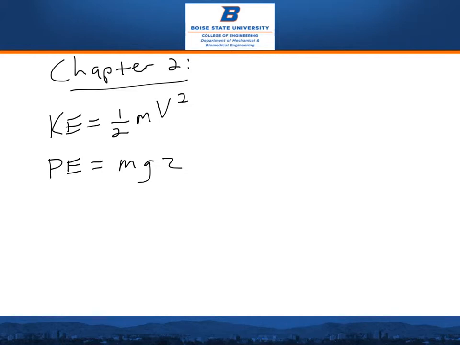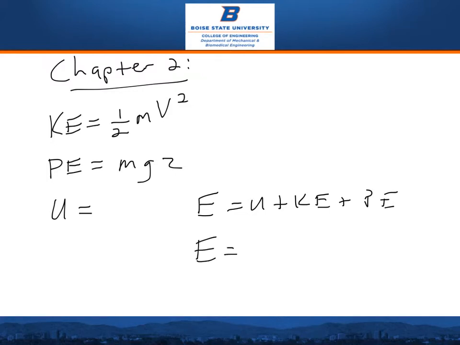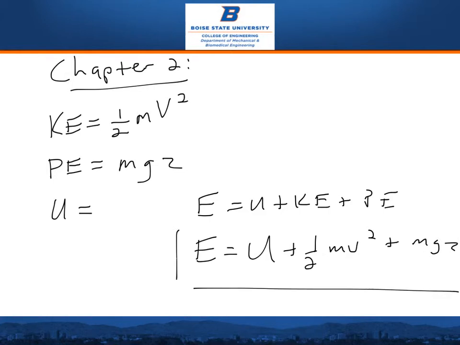And then finally, the concept of internal energy, or U, was introduced. U, or the internal energy, is the sum of all of the microscopic forms of energy within the system. Together, they equal the total energy of the system. So E equals U plus KE plus PE, which is equal to U plus 1/2 mv squared plus mgz, which is an important formula for us.